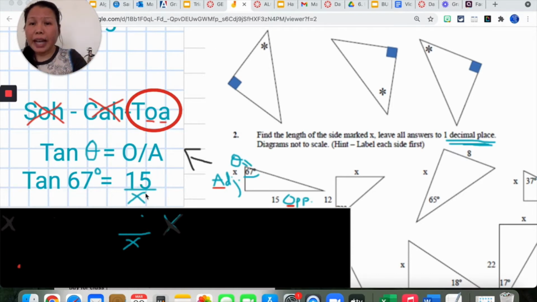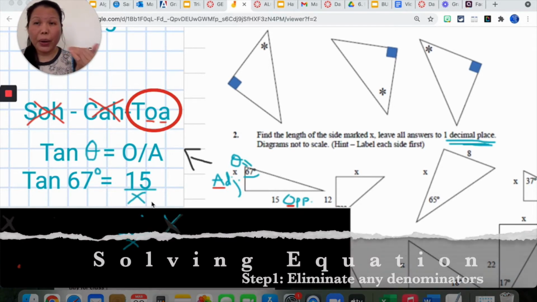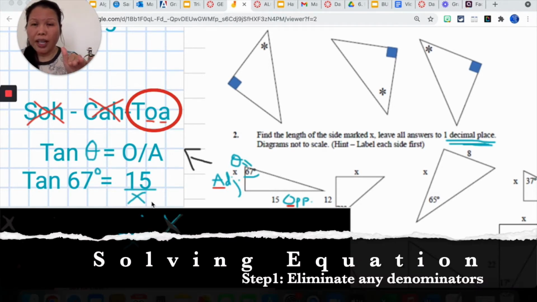I see that I have a fraction on the right hand side, 15 divided by x. I want to go ahead and get rid of the denominator so I don't have a fraction anymore. The way that I get rid of the denominator is by doing the inverse. 15 is divided by x. Dividing, what is the opposite or inverse operation?